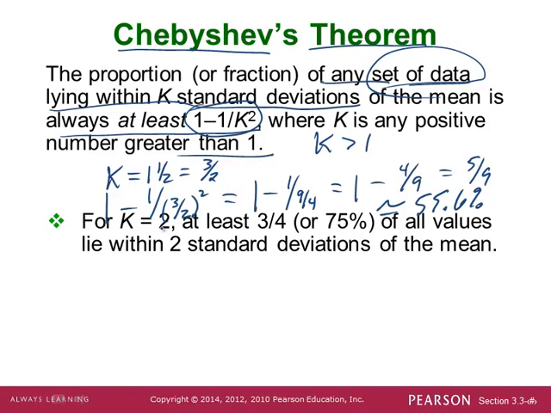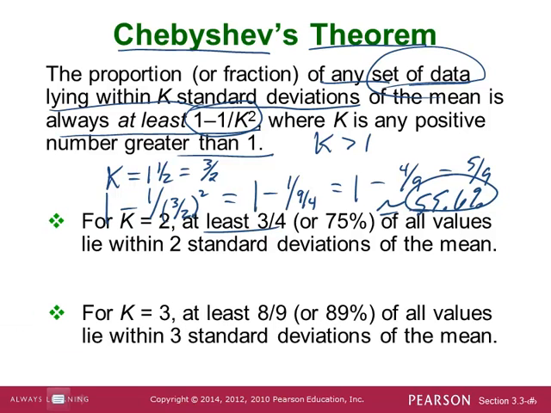If you want to know how much of your data will be within 2 standard deviations of the mean, well, 1 minus 1/4 is 3/4, so at least 3/4 of your data will be within 2 standard deviations. And it's not just 3/4, it's at least 3/4. Just like at least 55.6% of your data will fall within 1.5 standard deviations. If it's 3 standard deviations, then 1 minus 1 over 3 squared is 1 minus 1 ninth, which is 8 ninths, which is approximately 89%. So at least 89% of your data will be within 3 standard deviations of the mean.